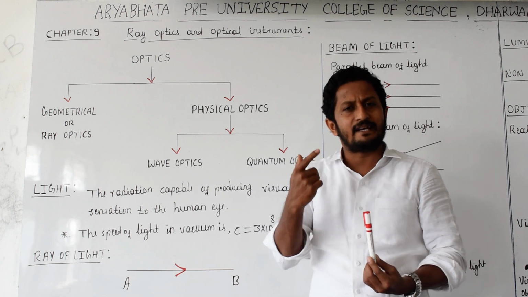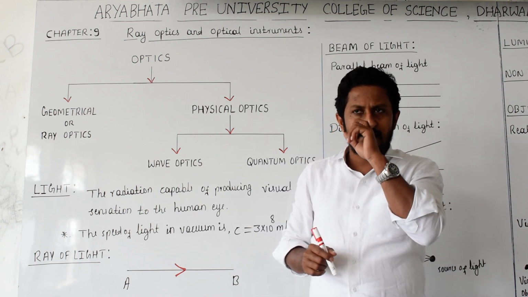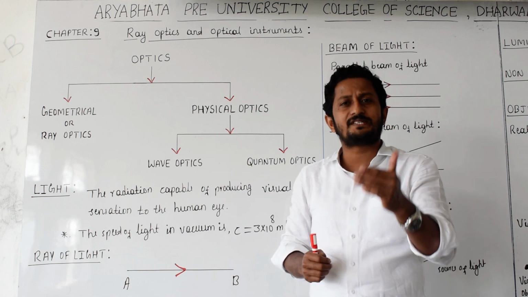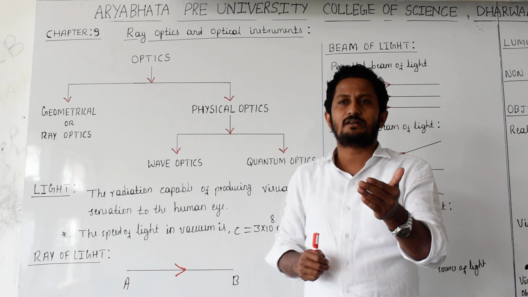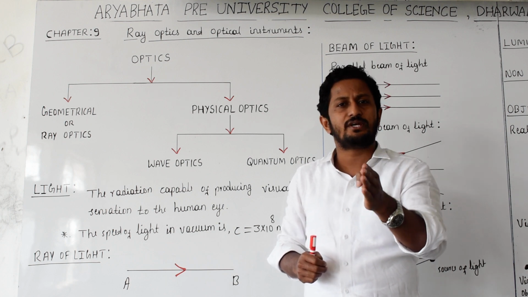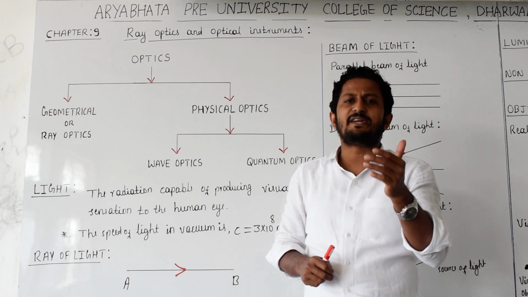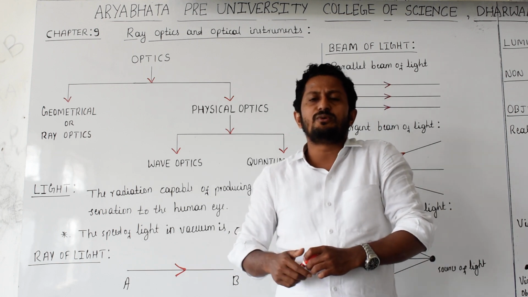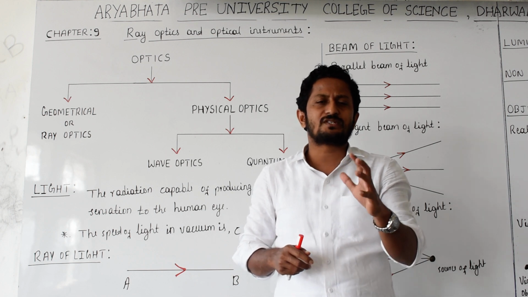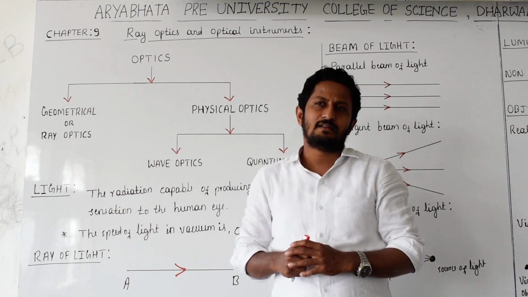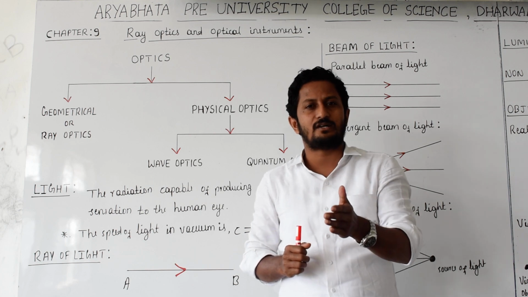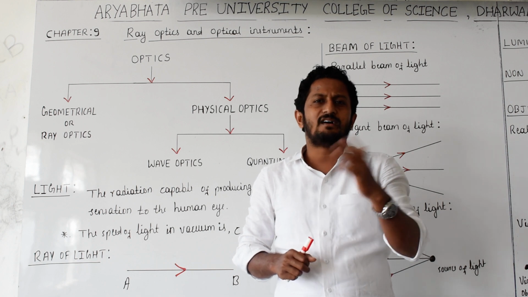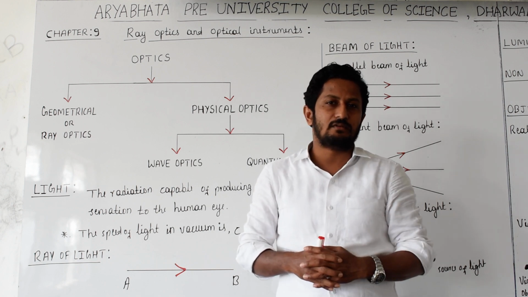That's why in that definition we said that light is nothing but the radiation which is capable of producing visual sensation to the human eye. This is the meaning of that definition. So in this universe, many sources of light are there. The main source of light in this universe is the sun. Many others are there, like the electrical bulb.